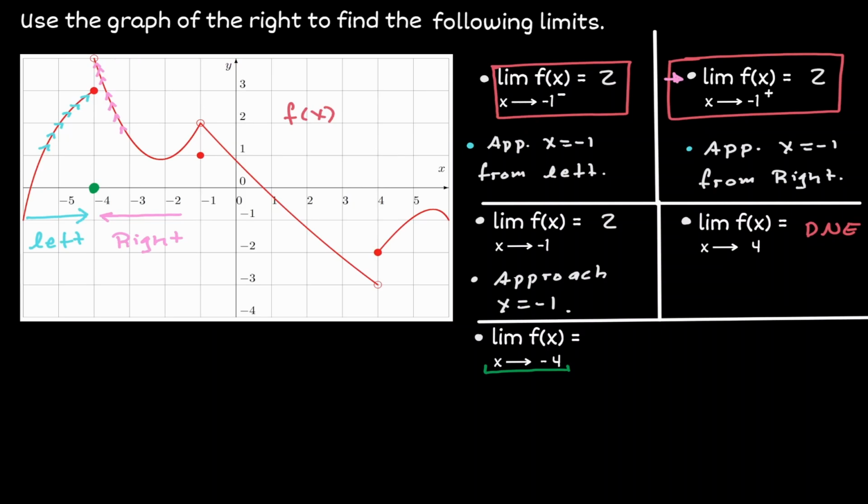The destination from the left and the destination on the right are different. They do not agree with each other. Then we're going to claim that the limit as x is approaching -4 does not exist. For a limit to exist, we have to agree on both destinations, the left and the right.